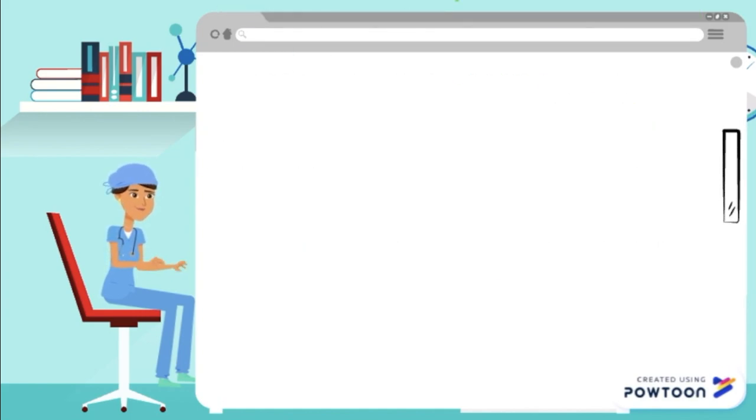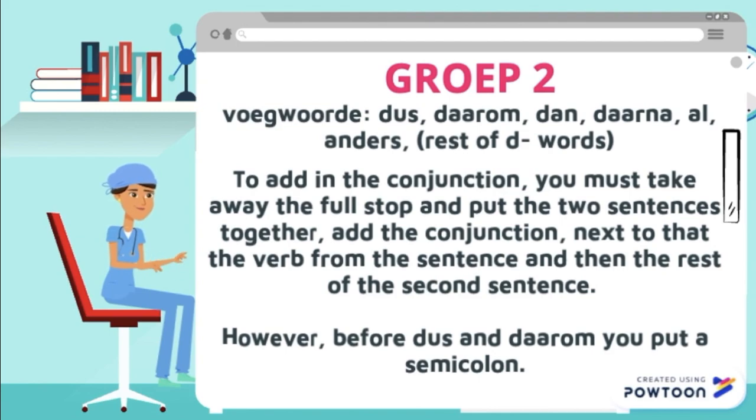Let's move on to groep 2. The voegwoorde in this group are dus, daarom, dan, daarna, al, anders, and the rest of the die-woorde, except doch and dat. Same as in groep 1, to add the conjunction, you replace the full stop with your voegwoord. The only difference now is instead of leaving the rest of the sentence the same, you bring the verb, the werkwoord, of the second sentence to the position after the conjunction. Don't forget, for all of the voegwoorde in groep 2, except al and dan, you put a semicolon before.